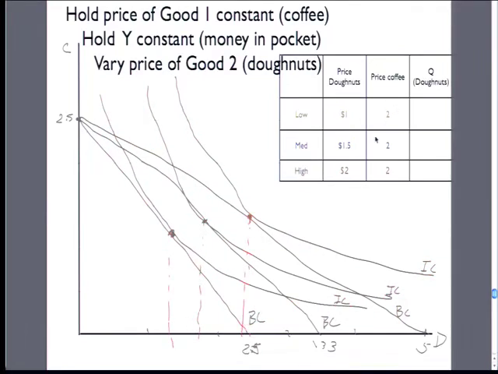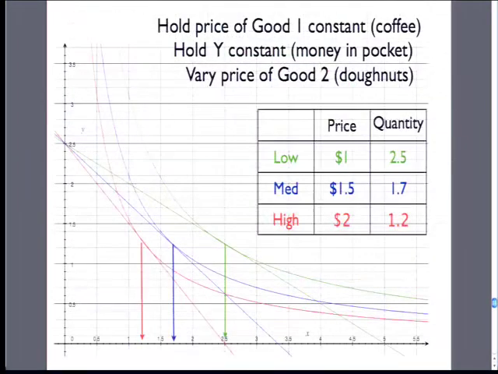And what we'll find is that we have 3 quantities that we figured out from changing the prices. When the price of donuts is really low, we can consume 2.5 units of donuts and 2.5 units of coffee. As the price of donuts goes up, we will consume a little less: 1.7, and then 1.2. So we have 3 amounts of donuts that we're consuming as the price of donuts is increasing. We're consuming fewer donuts. You guys with me here?